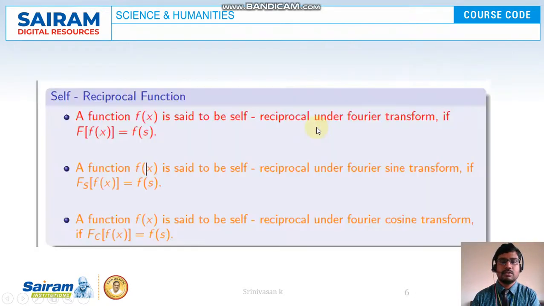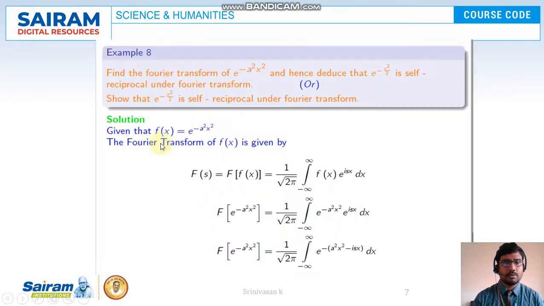Now we discuss one problem. Self-reciprocal function: a function f of x is said to be self-reciprocal under Fourier transform if capital F of f of x equals f of s. So self-reciprocal is nothing but x to s. Now we discuss the problem.